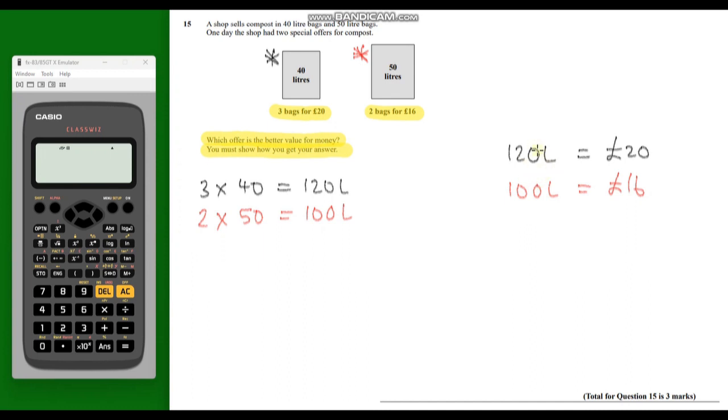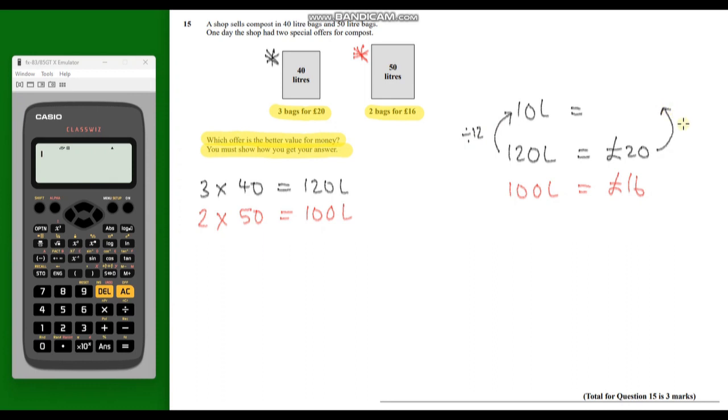So we're going to have to find a value for the number of litres which is the same. So what is a factor of both of these numbers? Well, 10 goes into 120, and 10 also goes into 100. So if I can work out the cost of 10 litres for this bag here, how would I do that? Well, I can just divide by 12. So to go from 120 to 10, I'm dividing by 12.